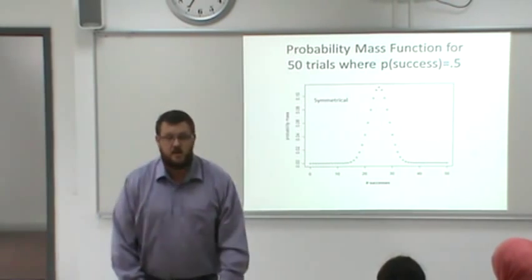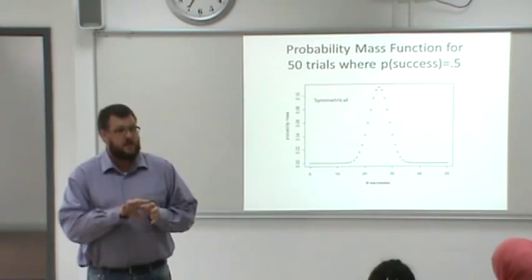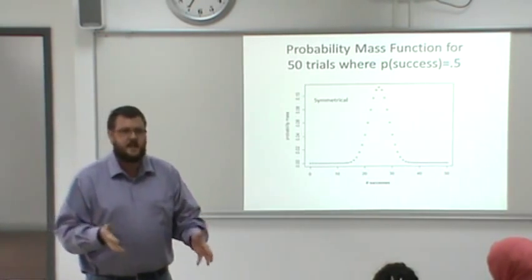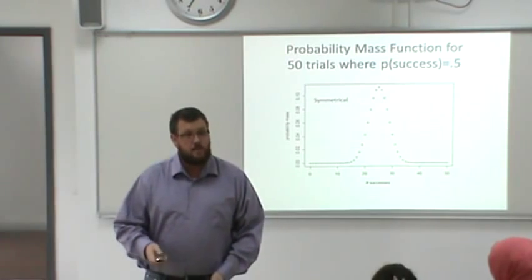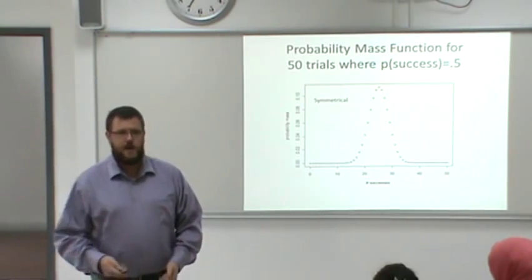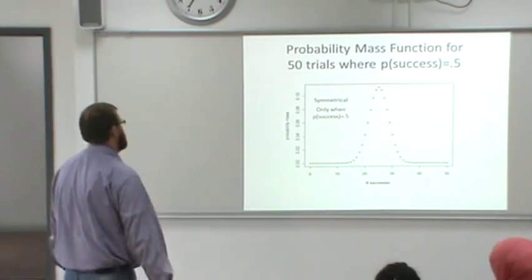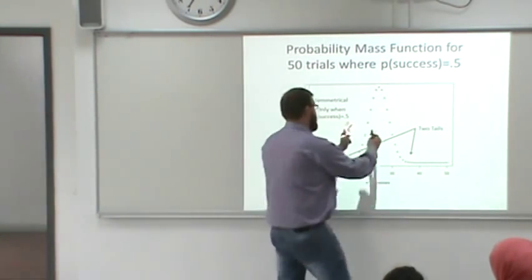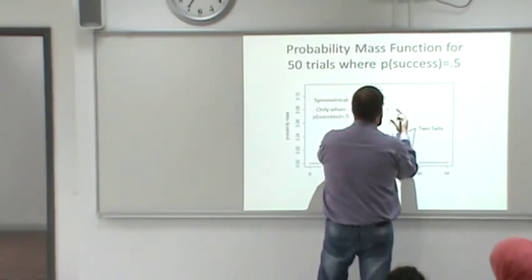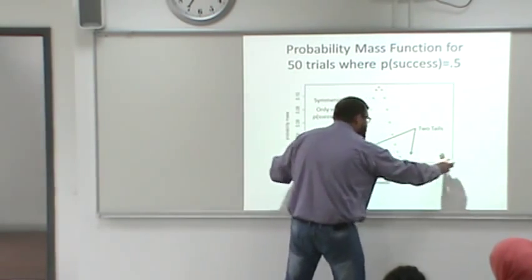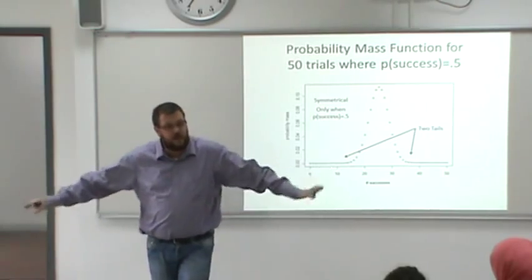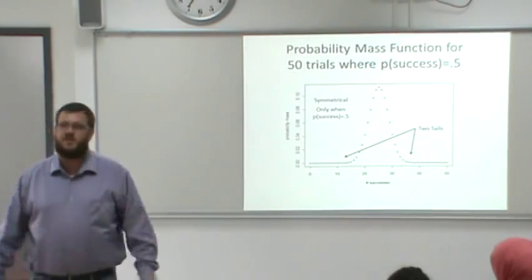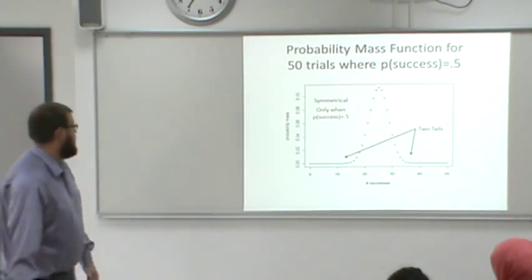Yeah, the two things are equally probable, right? The probability of success equals the probability of failure. The probability of success is 0.5. When the probability of success is not 0.5, you won't get a symmetrical distribution. We also have two tails, right? Most of the mass, most of the probability, is compacted here in the middle, and then we have little probabilities as we get off towards the edge. So these edges are called the tails, okay?